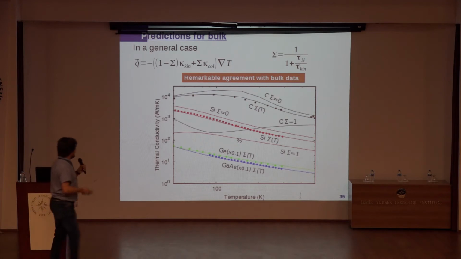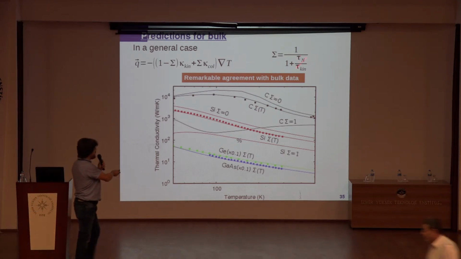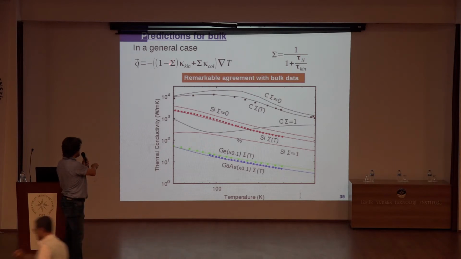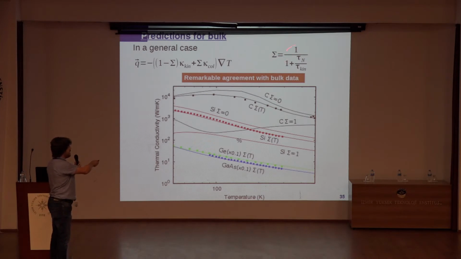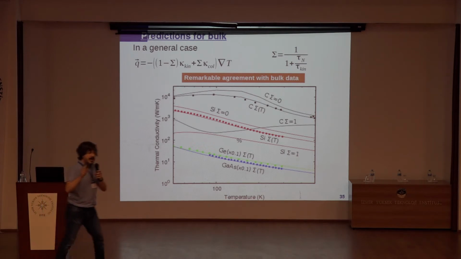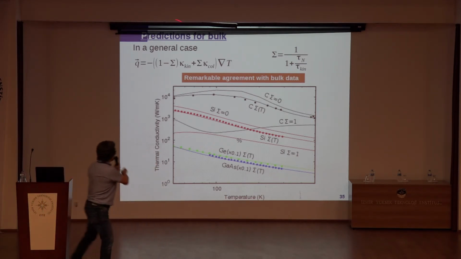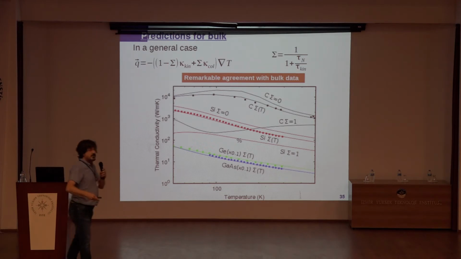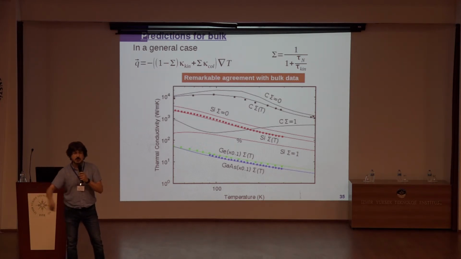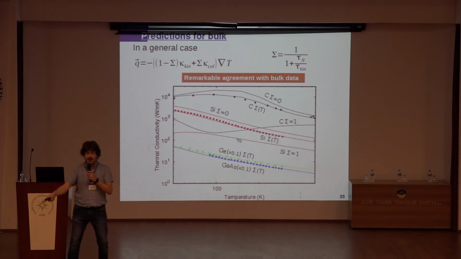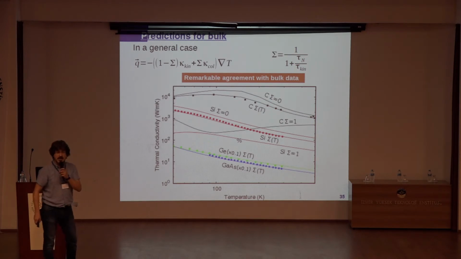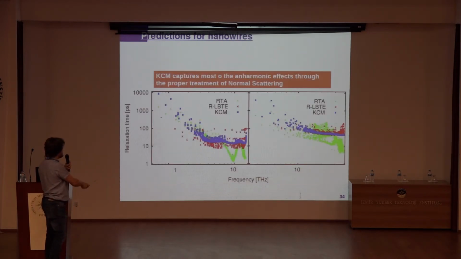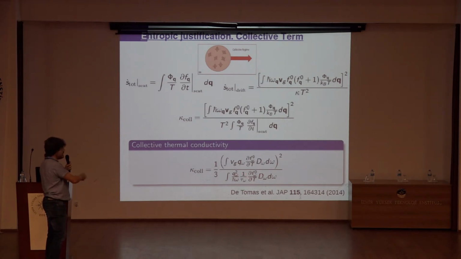And when normal scattering is not important, this will give you infinite and this will give you zero. Zero tells you that you have the kinetic regime. So I want you to see that this is not a phenomenological expression. It can be derived from the collision terms. And the good point is that in the kinetic regime, we can work with the RTA approximation, because when normal scattering is not important, you can work with the RTA approximation. We can work with the RTA approximation to calculate this, even in the collective regime.